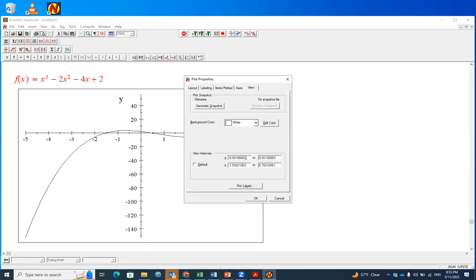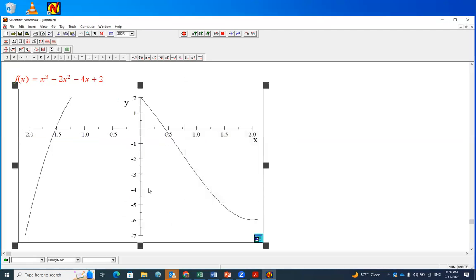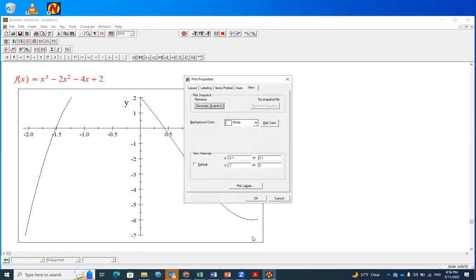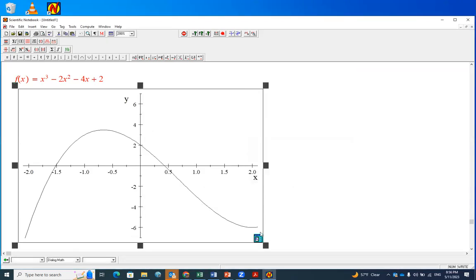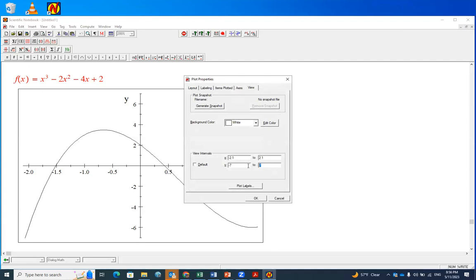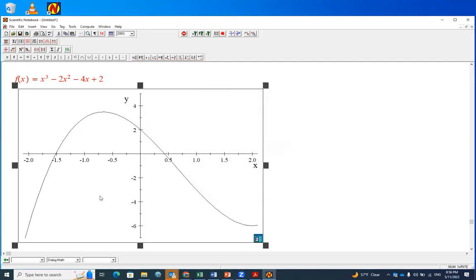So the view would be from negative 2.1 to 2.1, just a little bit. Right, so this is going to be negative 7, and this is going to be, say, 2. Okay, so the function where we see, it looks like I need a little bit higher. Okay, so 7. There we go. Maybe 5. 5 will be sufficient. Okay, so we'll make some adjustment.